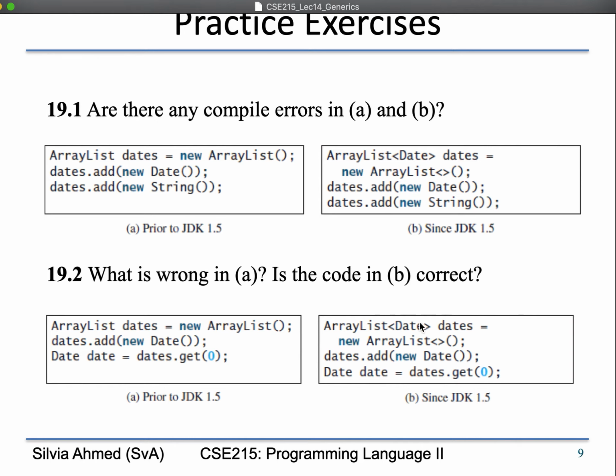But in B, the get method returns the type Date. So the type of this is Date, and we are assigning this to a Date object. So there is no error. The code in B is correct.